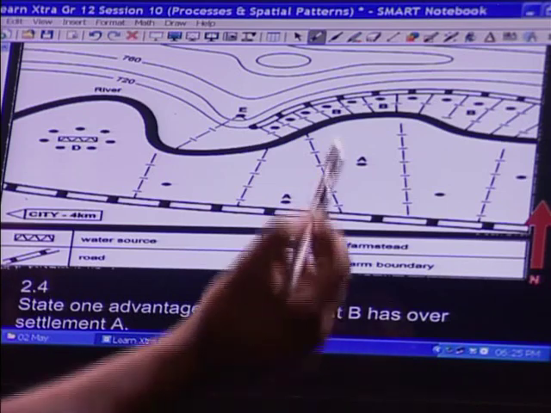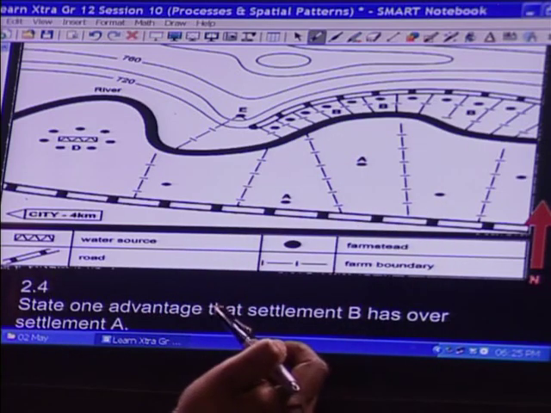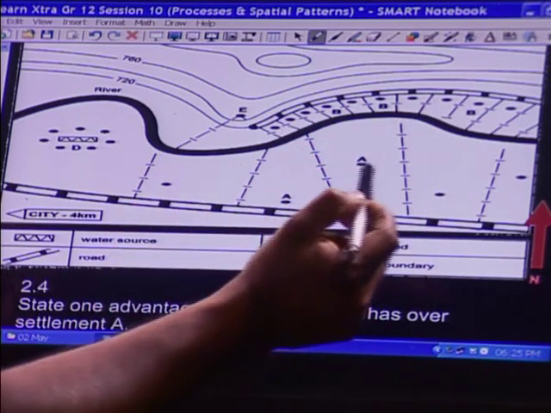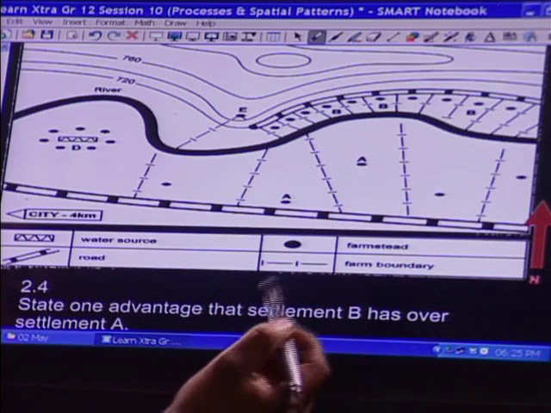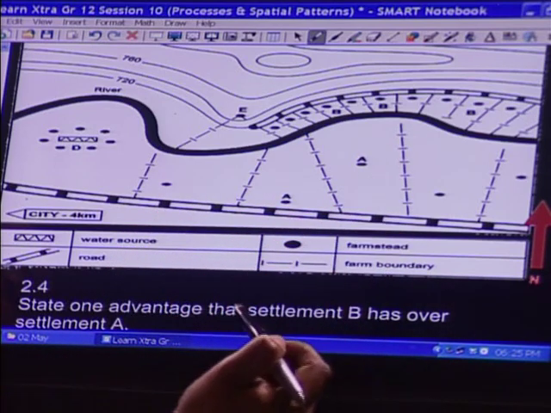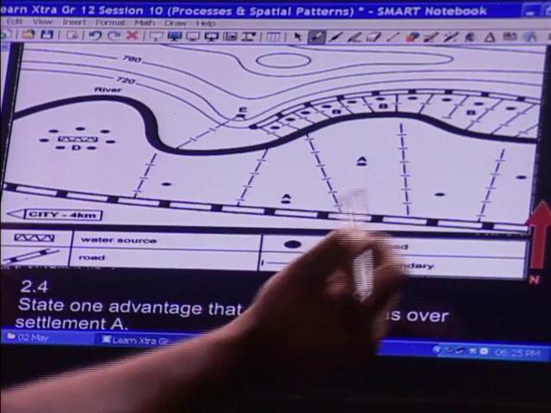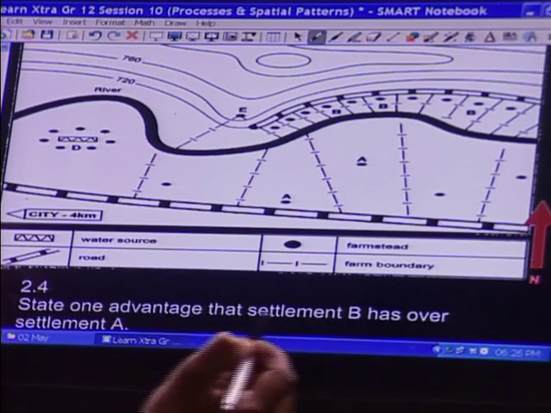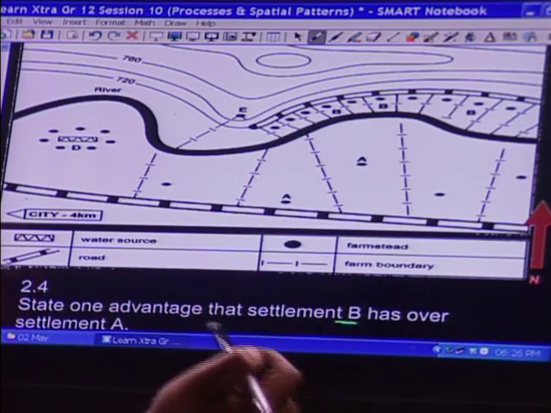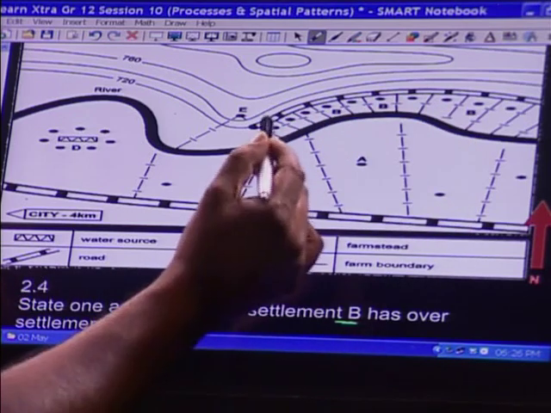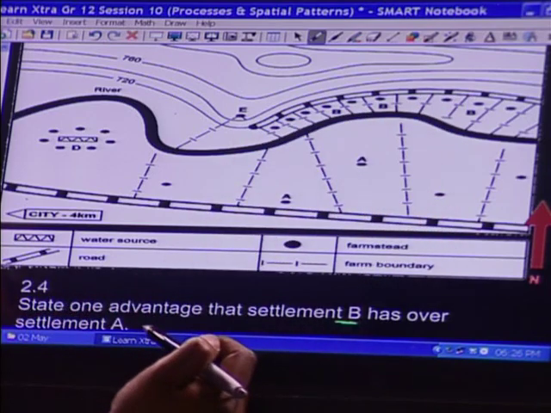In this example, settlement B would have more security. Settlement B would also have a sharing of ideas, whereas in settlement A each farmstead is far apart. Remember, when settlements are nucleated close to each other, they share ideas and decisions. In settlement A, the farmers are generally supposed to make their own decisions, which could be harmful or positive. Settlement B has an advantage over settlement A due to the close groupings of the farmsteads and decision making, as well as sharing ideas.